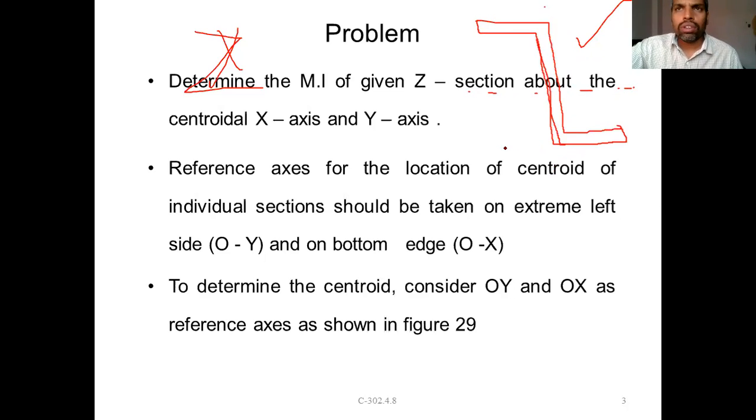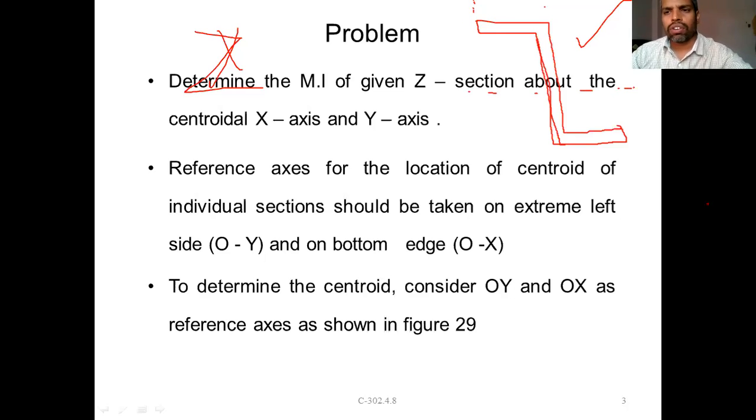So it is an example of a section unsymmetrical about both axes. For such sections, we have to calculate both x bar and y bar, the centroidal distance from any reference axis, for example for the Z section. Of course, we have solved some problems on Z section. So how to calculate the centroid?